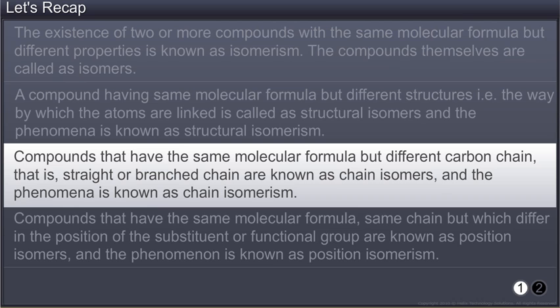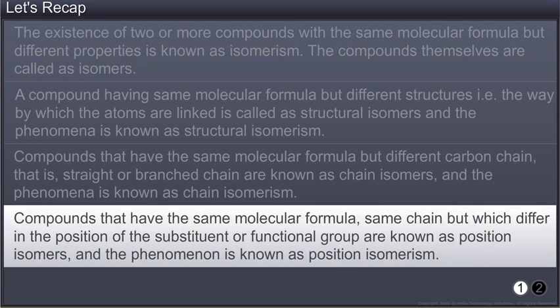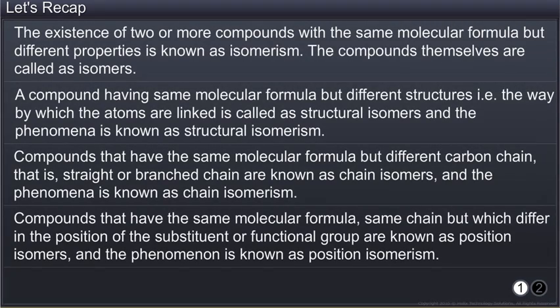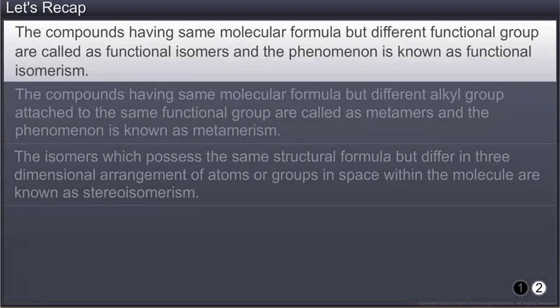Compounds that have the same molecular formula but different carbon chain, that is, straight or branched chain, are known as chain isomers, and the phenomenon is known as chain isomerism. Compounds that have the same molecular formula, same chain, but which differ in the position of the substituent or functional group are known as position isomers, and the phenomenon is known as position isomerism. The compounds having the same molecular formula but different functional groups are called functional isomers, and the phenomenon is known as functional isomerism.